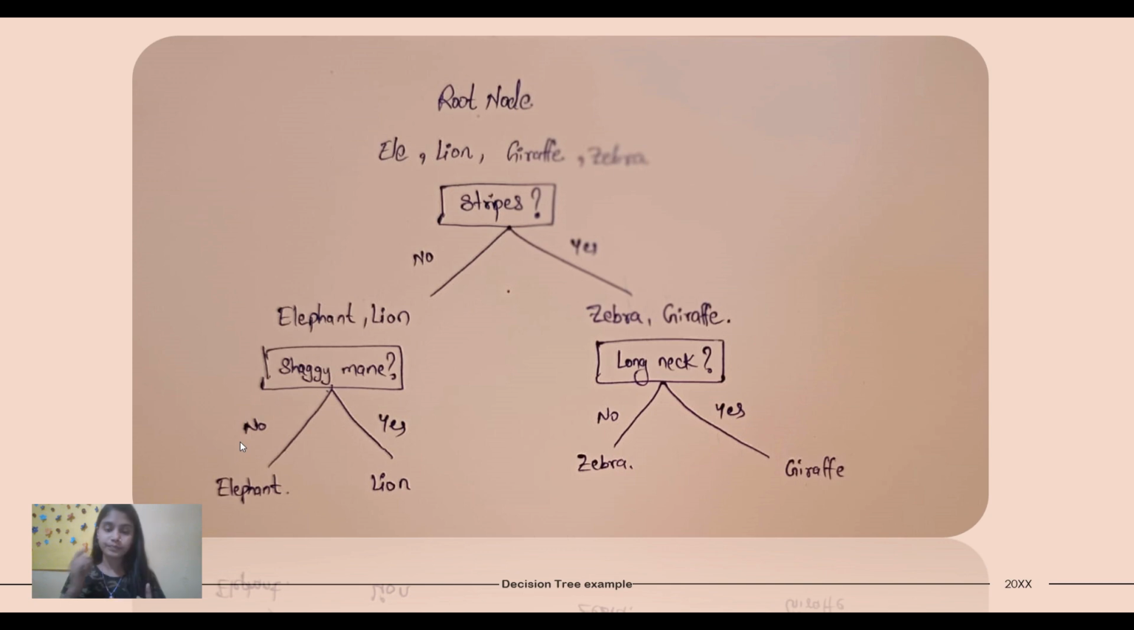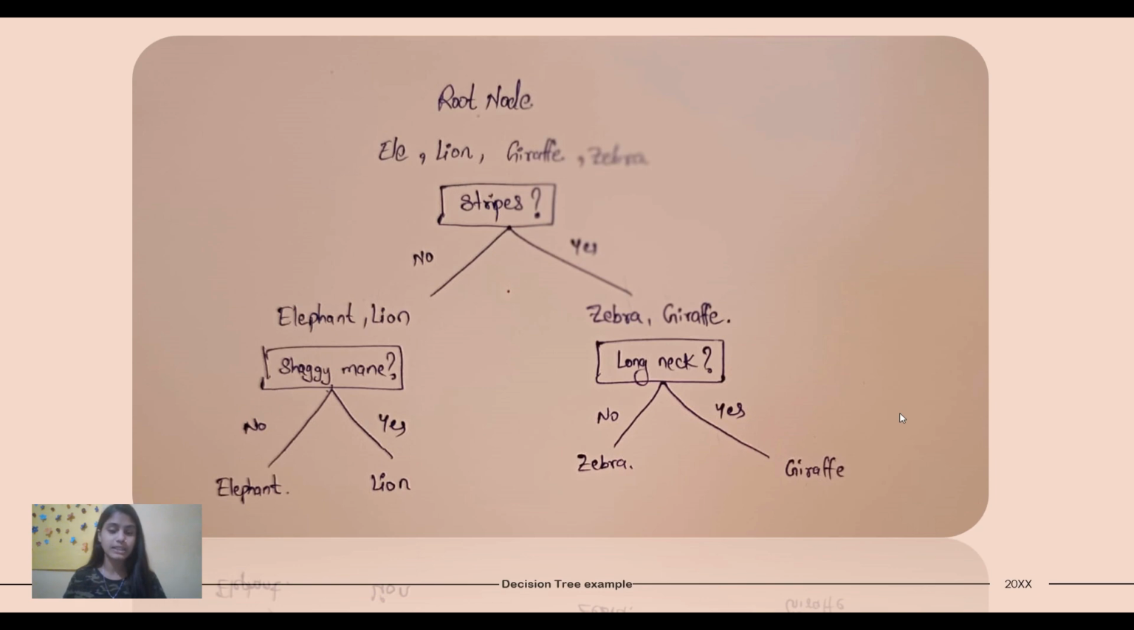The next step was pruning, right? We do not need pruning because it is a simple decision tree, it is not very complex, and we do not need to remove any branch from this tree. I hope you understood this explanation.